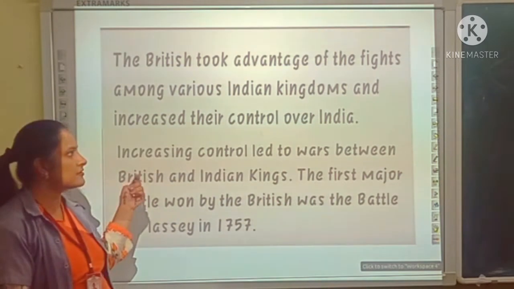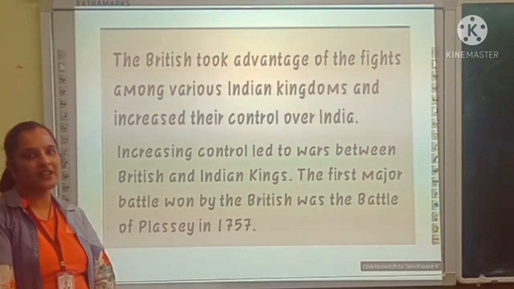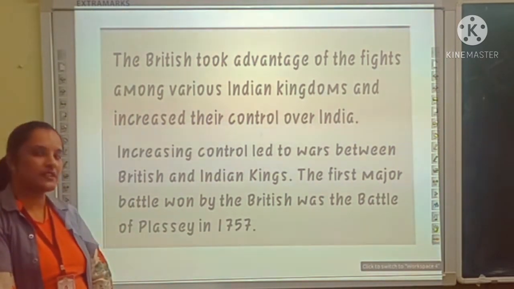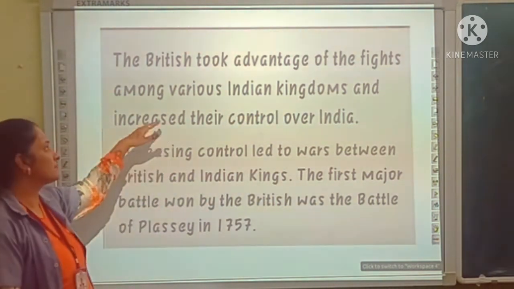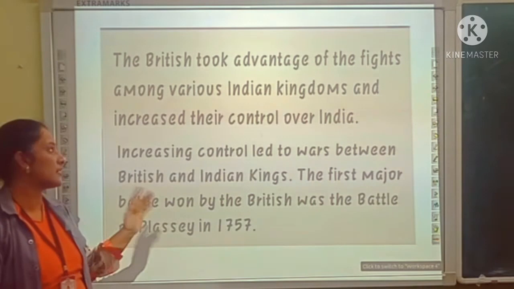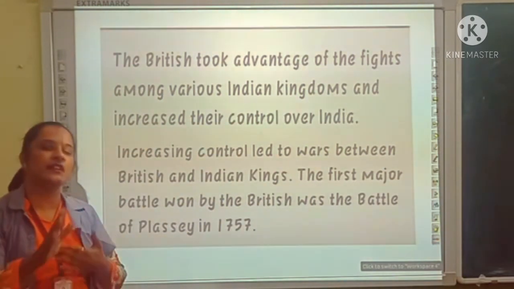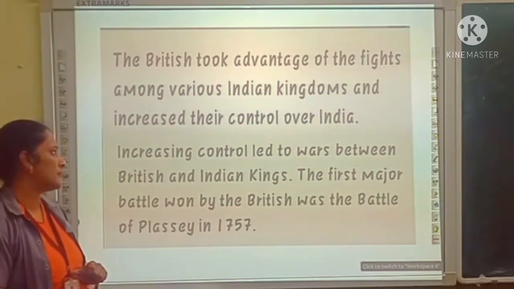So here also the same technique they have used: as long as India works united, we are not getting any profit. So they started taking advantage of divide and rule because of the fight of the Indian kingdoms, and increased their control over India, and this way they increased their control over Indian people.